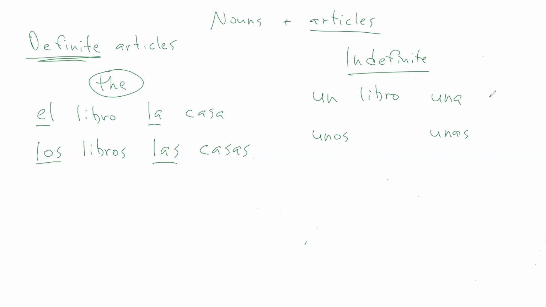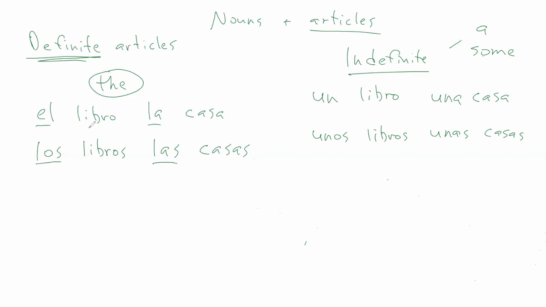una casa is a house. Unos libros would be some books. Unas casas, some houses. So indefinite articles in English would be a when it's singular, some when it's plural. Okay, so those are the articles.